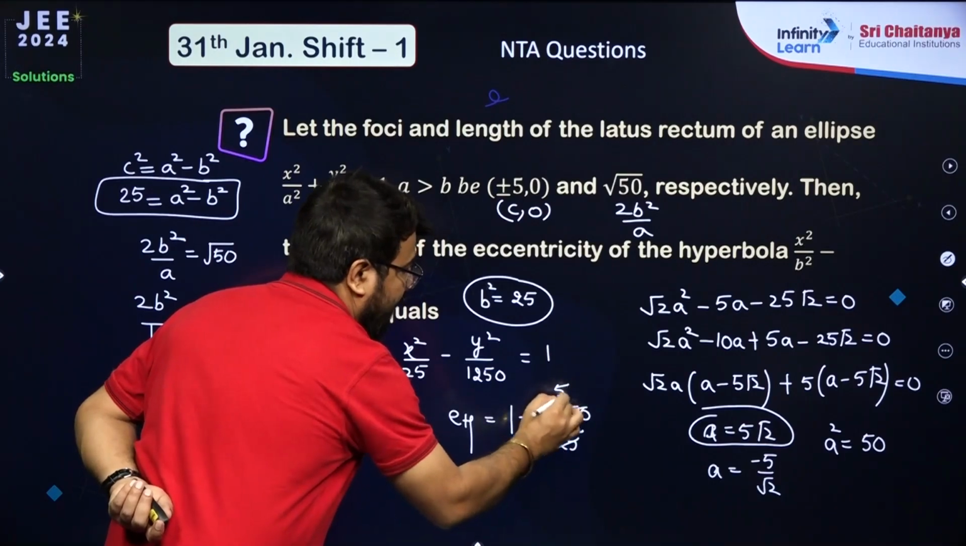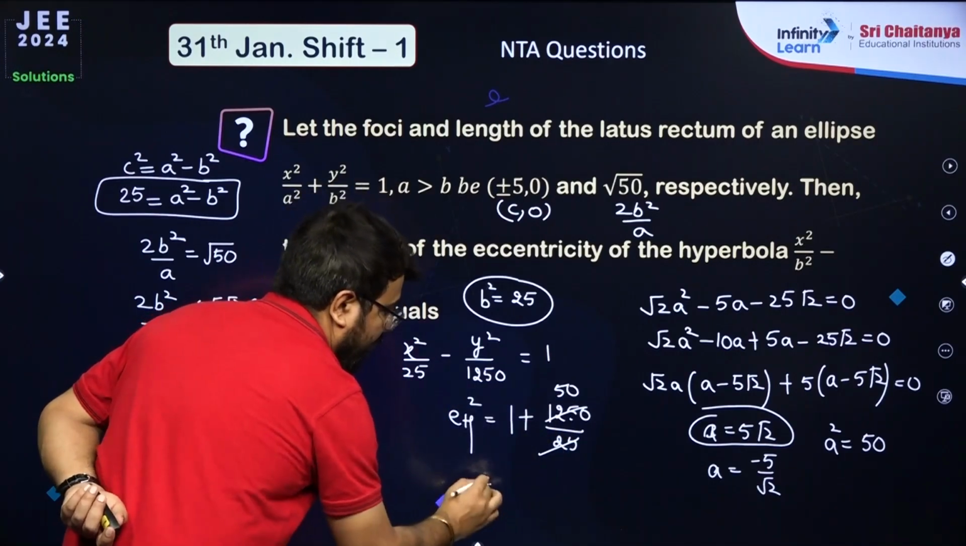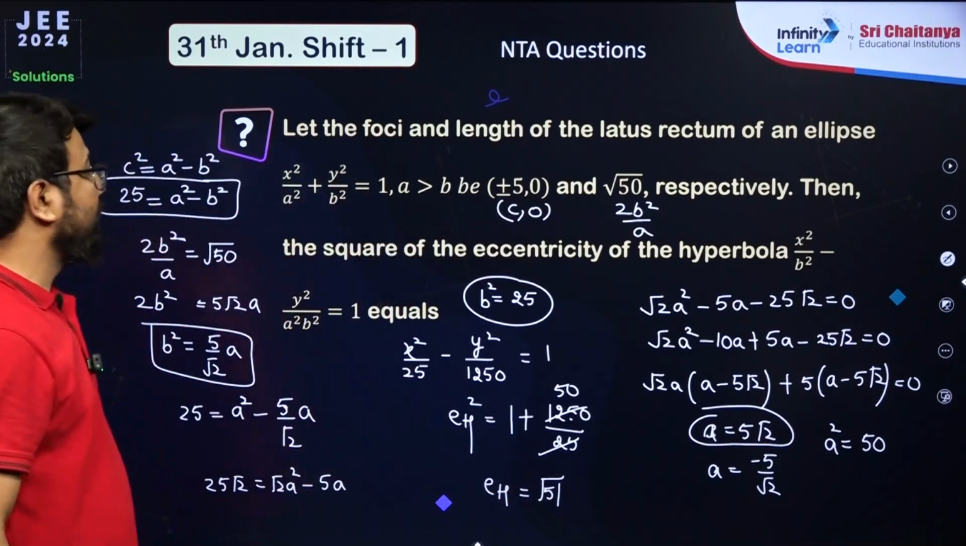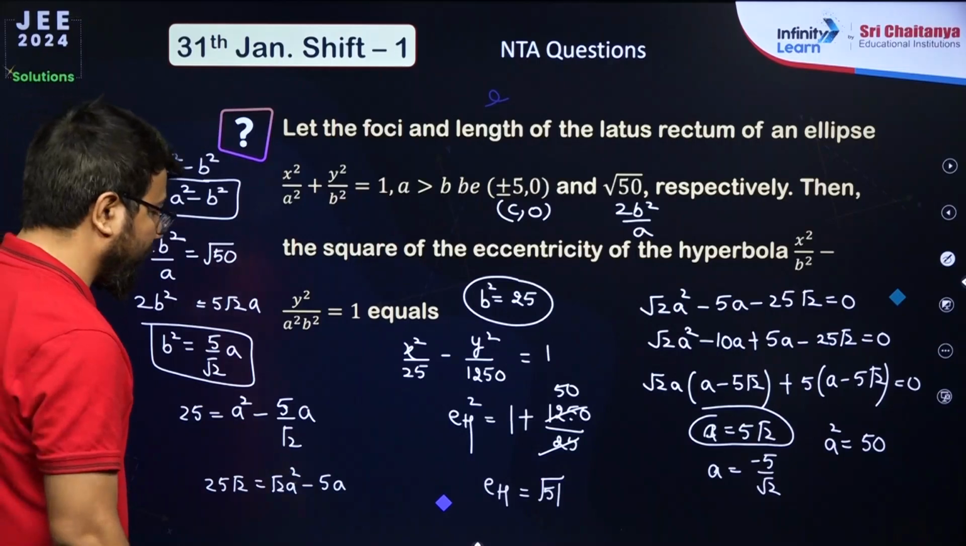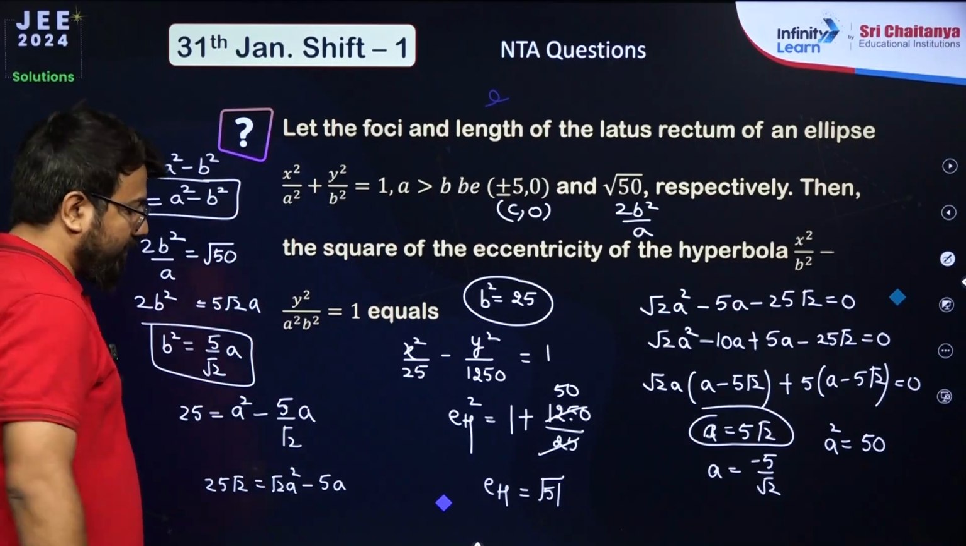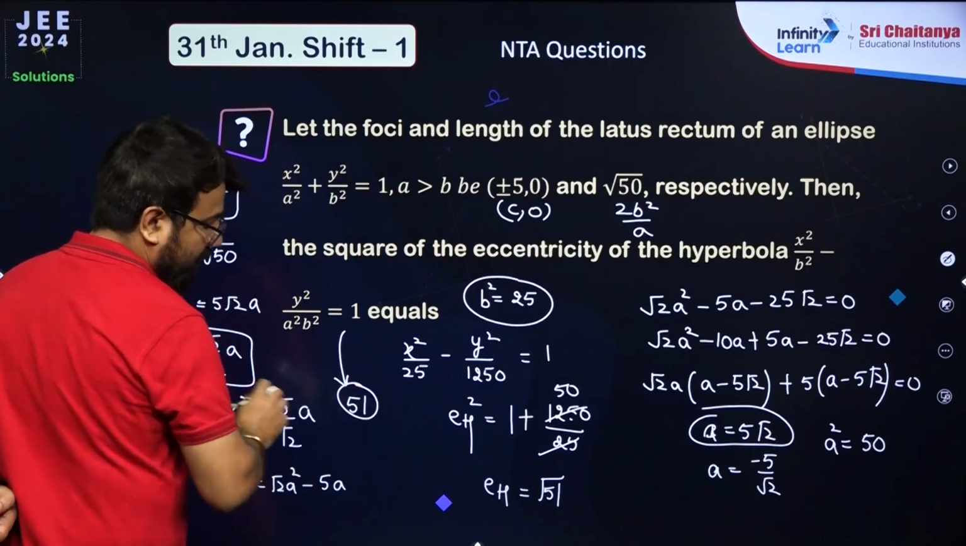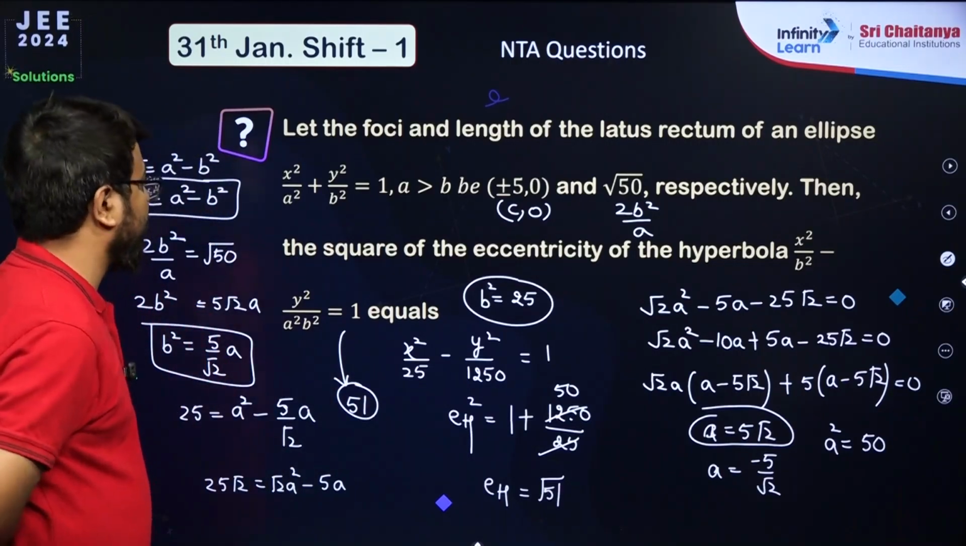So that will become 51. e of h will be root over 51. What have they asked? The square of the eccentricity. The answer should be coming as 51, because they have asked for the square. So that is why the answer is 51 over here.